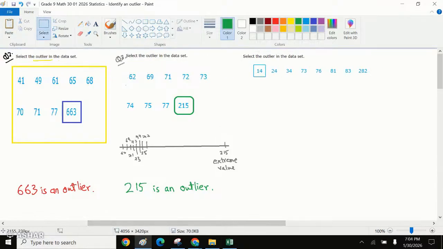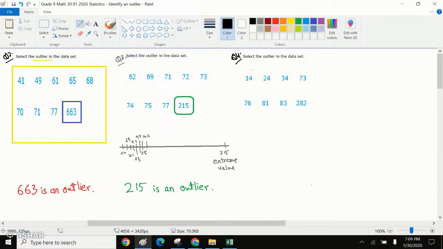And the given numbers are these. These are the given values to us. We need to find an outlier such that, okay, question number 4. So we can say 14, 24, 34, 73, 76, 81, and 83. These numbers are less than 100, right? They all lie within a range of 70, right? 83 minus 14 would be 69. So that means within the range of 70 numbers, right?